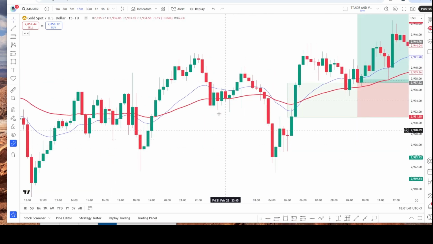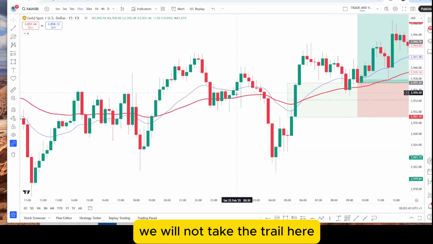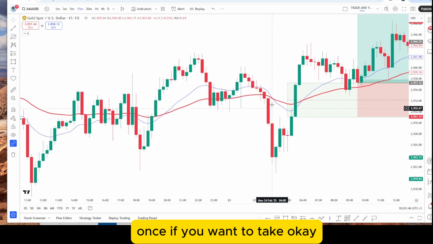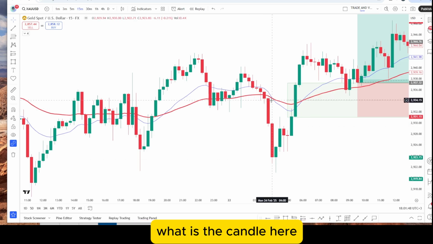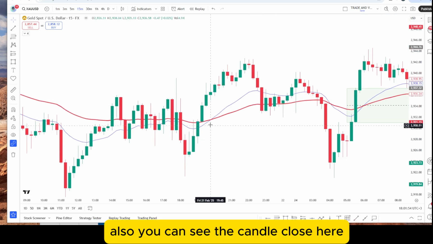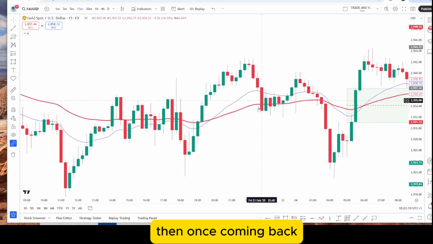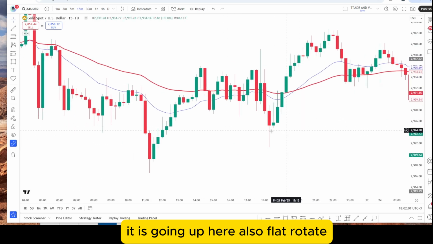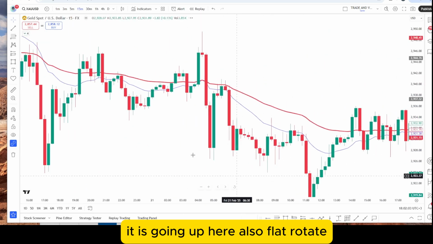Here you can see this is flat. We will not take the trade here. If you want to take it, okay, what is the candle here? This is our candle. It will be the stop loss. Here also you can see the candle close here. Then once coming back, it is going up. Here also flat. Will not take.